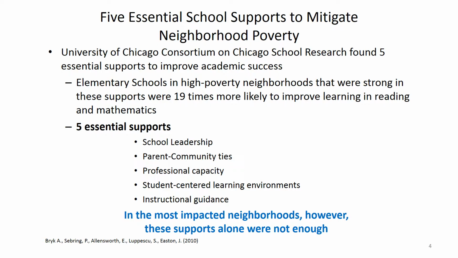The University of Chicago's Consortium on Chicago School Research identified 5 essential supports to improve academic success for students in schools in high poverty neighborhoods. These include school leadership, parent-community ties, professional capacity, student-centered learning environments, and instructional guidance.